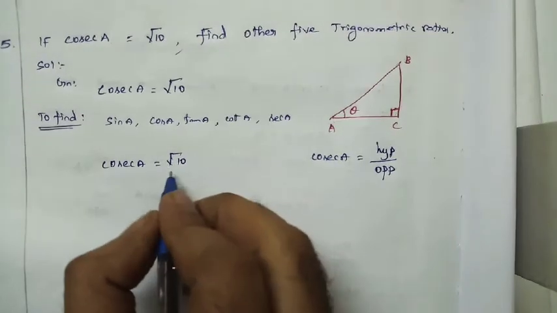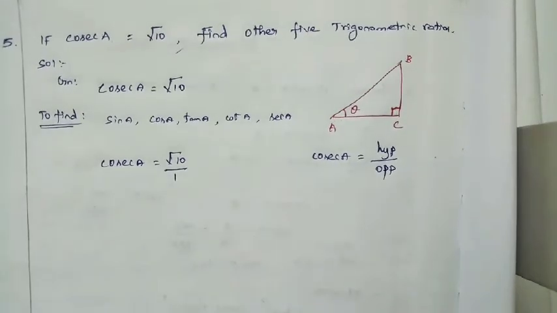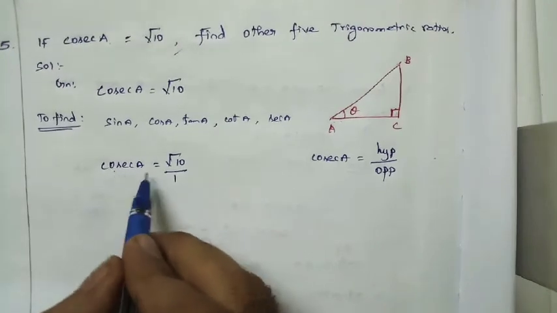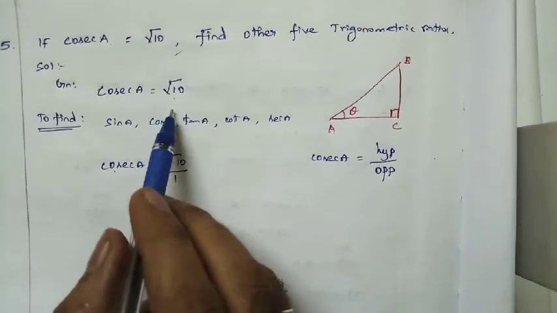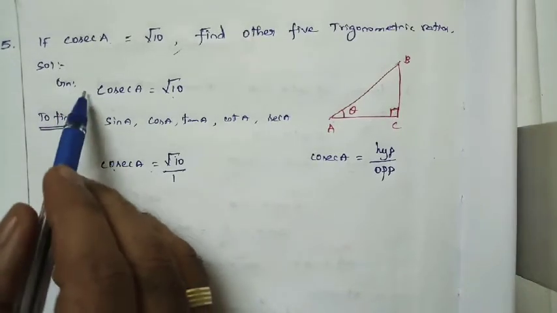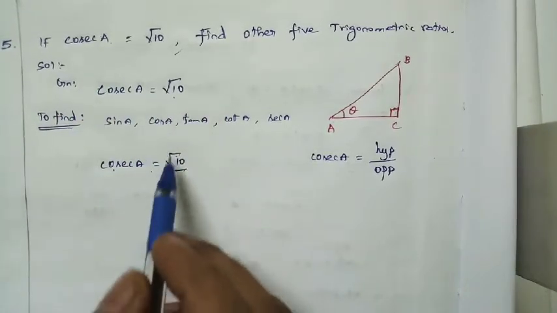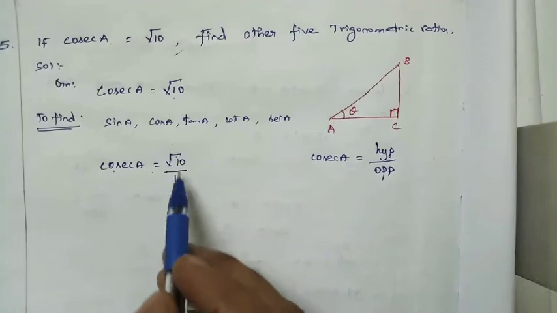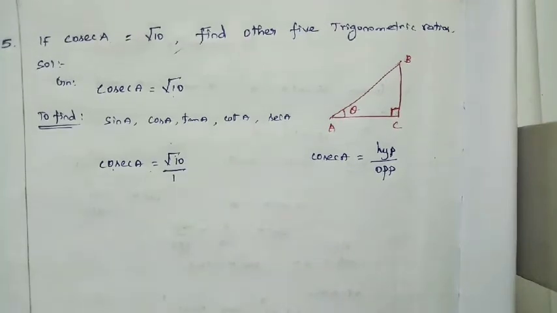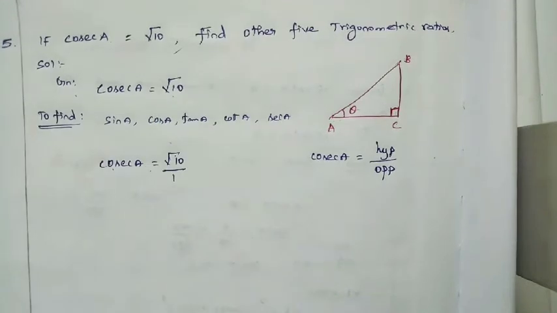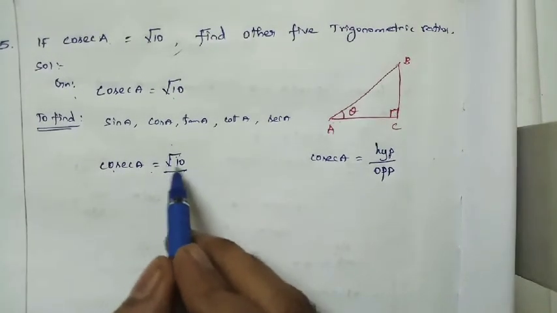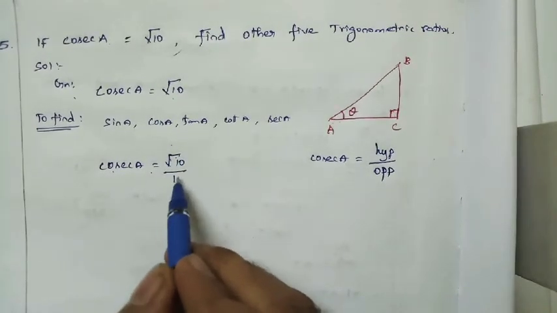Very simple. Root 10 divided by 1, right? So cosec A is equal to root 10 divided by 1. Only root 10 alone is given. If nothing is there in the denominator, we can write it as a fraction, with 1 in the denominator. So root 10 is the numerator and 1 is the value of the denominator.